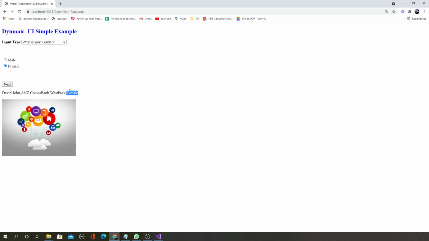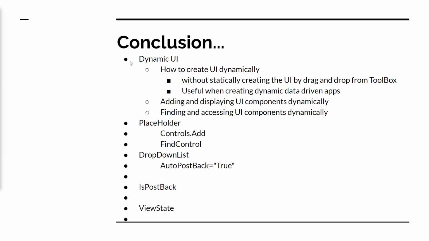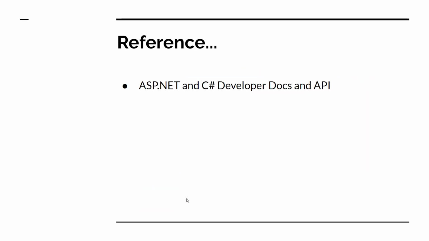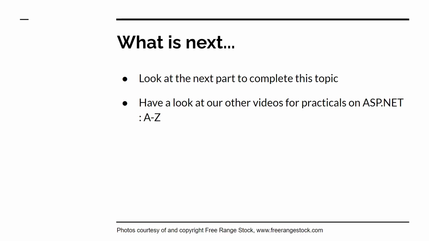So the next step is to make this a complete app, but by now you have learned the significant concepts. So the conclusion is, now you have learned this entire bullet point list. You learned about dynamic UI, how to create and add components dynamically, and how to find them dynamically, and the use of placeholders, auto post back, and the view state. So we used these practical references for this app. And what's next?